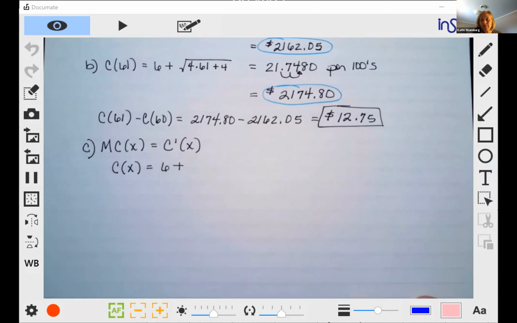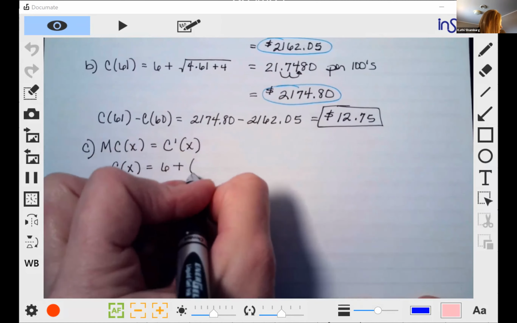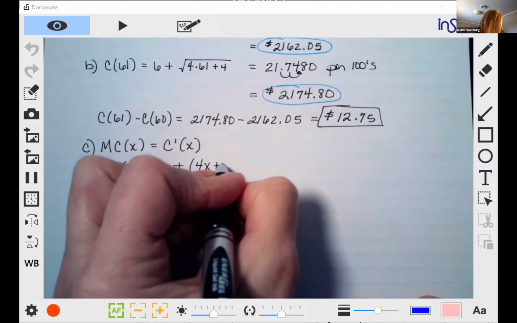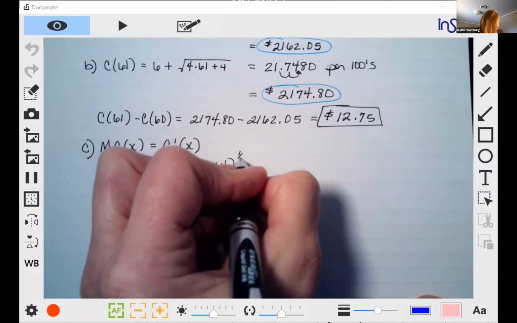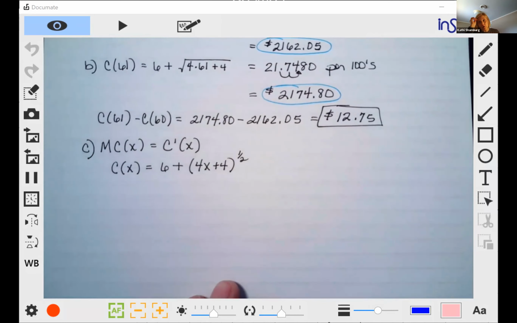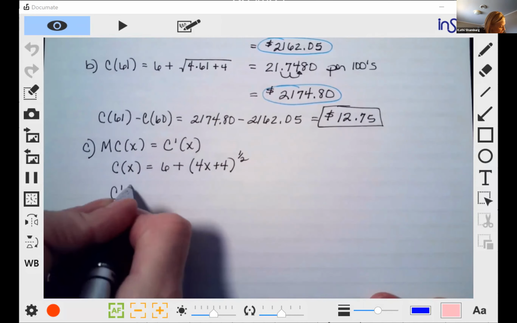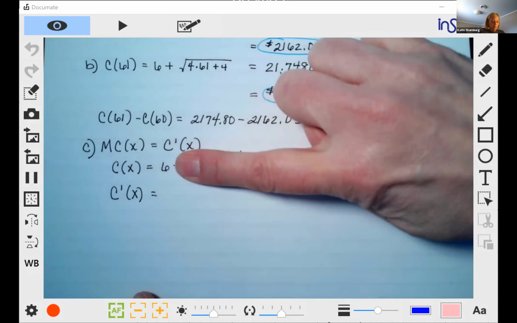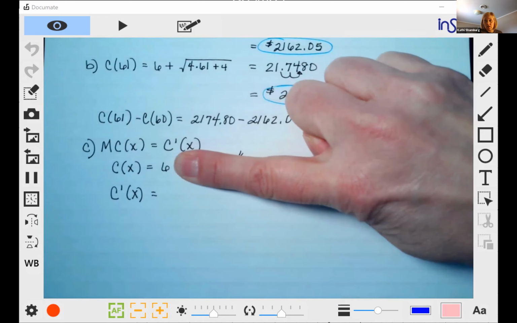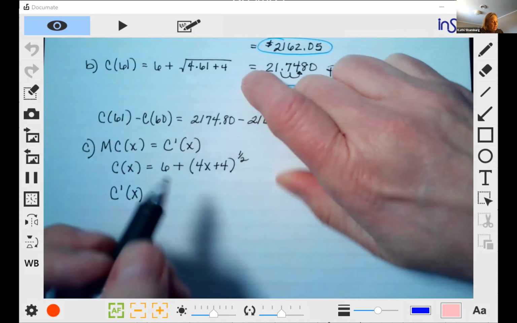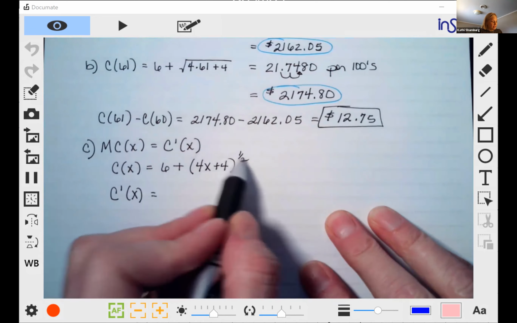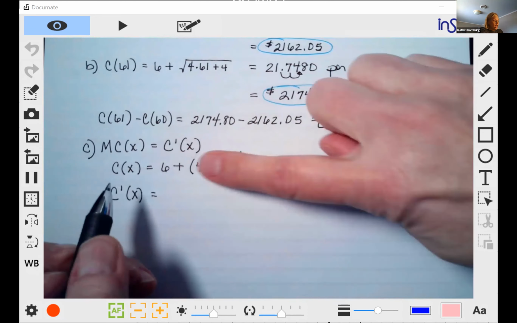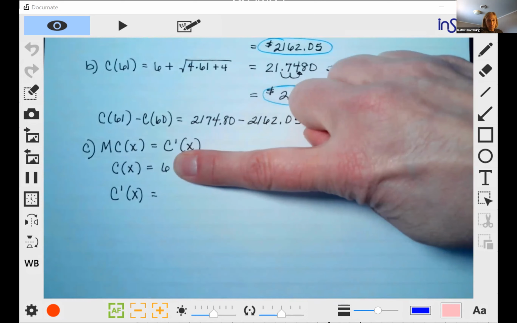So I'm going to rewrite the cost function just so we can see it. It's the square root of 4x plus 4. But when I take the derivative, I don't want the radical, so I'm going to rewrite that as 4x plus 4 raised to the 1/2. We're going to have to use the generalized power rule. Now, because this plus is here, we're going to take the derivative of 6, which is just 0. If that plus wasn't there, then I would take 1/2 times that. But because that plus is there, you're taking the derivative of 6, which is 0.